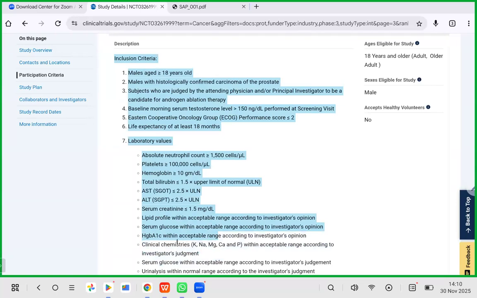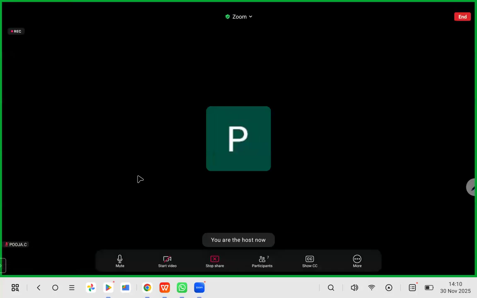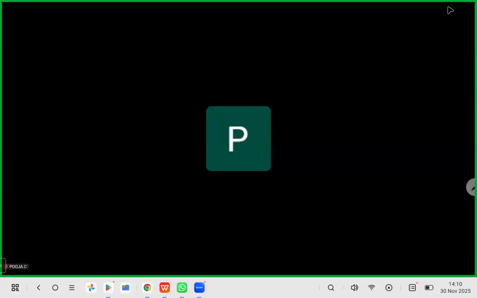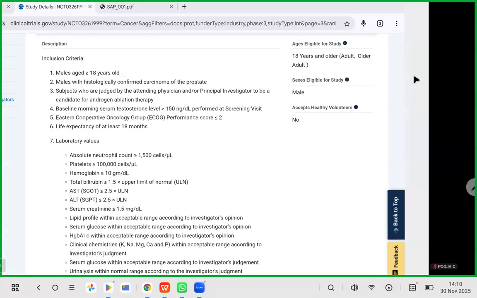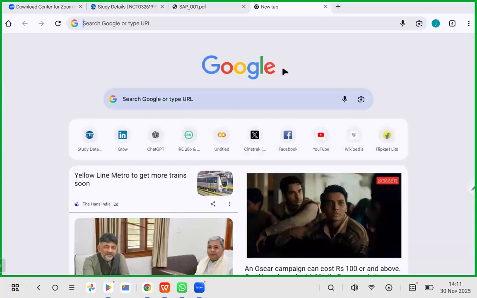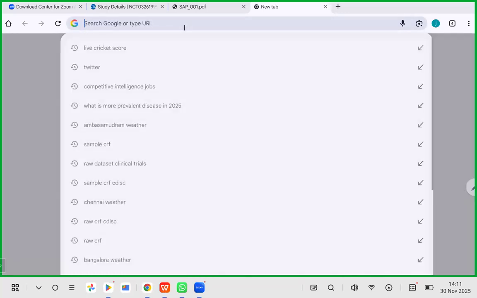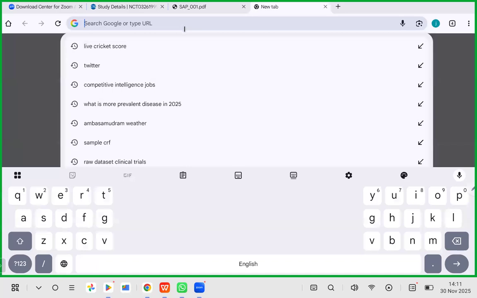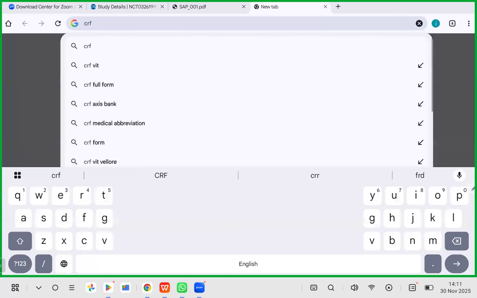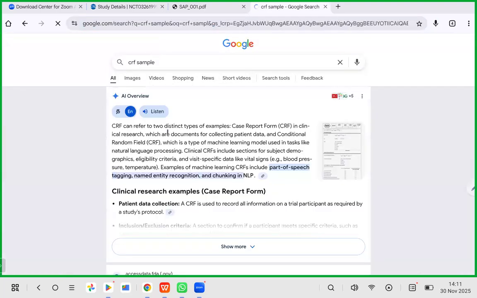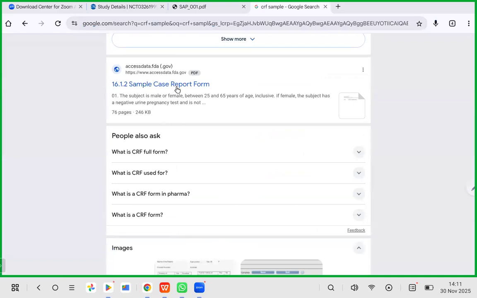The data will be collected from them: safety, efficacy, and pharmacokinetics parameters. So this is the first step. After that, there is something called CRF.